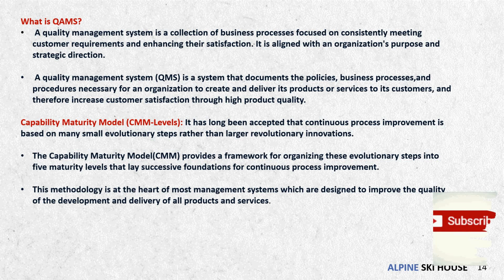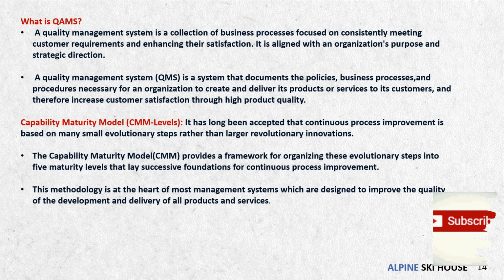Now there are terms called QMS and CMM levels. You have to understand what QMS and CMM levels are. I think these are terminologies used internally in an organization. A quality management system is a collection of business processes focused on consistently meeting customer requirements and enhancing their satisfaction. It is aligned with an organization's purpose and strategic direction. A quality management system documents the policies, business processes, and procedures necessary for organizations to create and deliver their products or services to customers, and therefore increase customer satisfaction through high product quality.